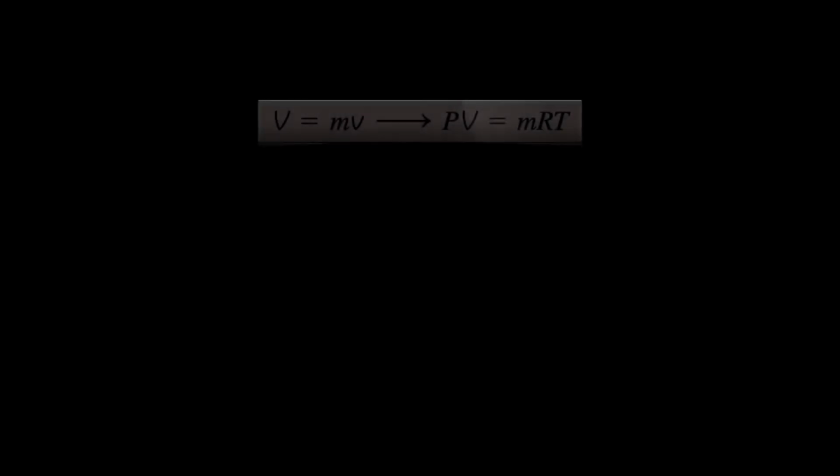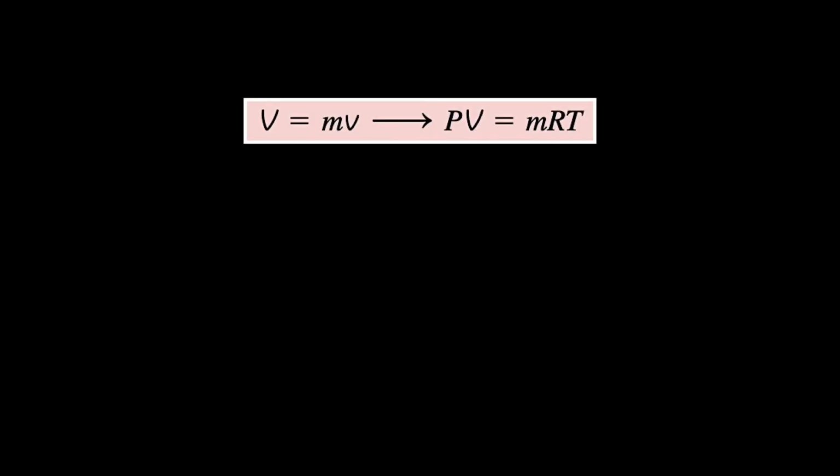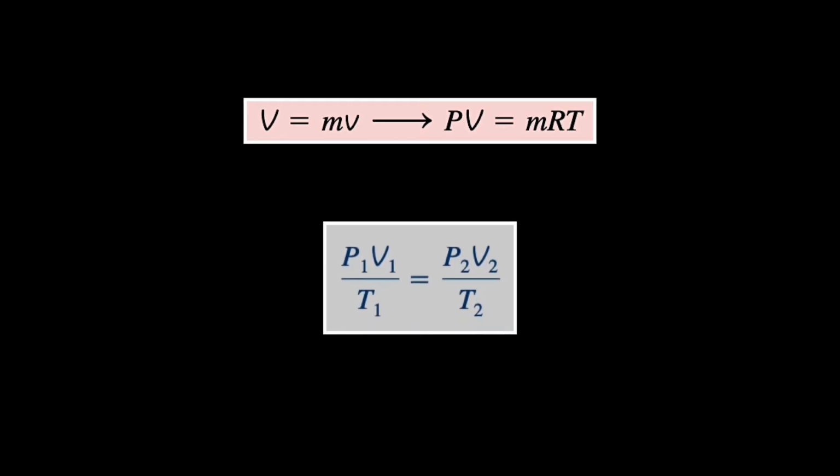By writing the given equation twice for a fixed mass and simplifying it, the properties of an ideal gas at two different states are related to each other.